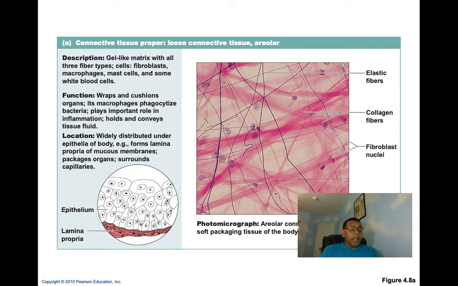So, again, connective tissue proper has two subclasses, loose connective tissues and dense connective tissues. When we talk dense connective tissues, they are going to include dense regular, dense irregular, and elastic connective tissue. And you can see, except for bone, cartilage, and blood, all mature connective tissues are connective tissue proper.